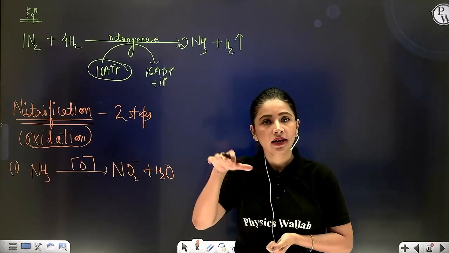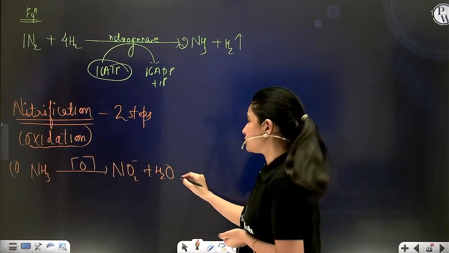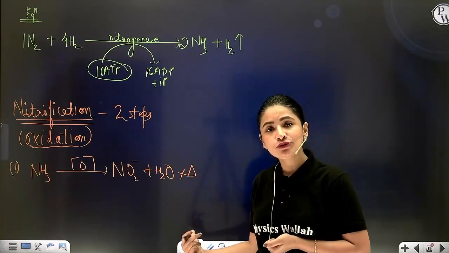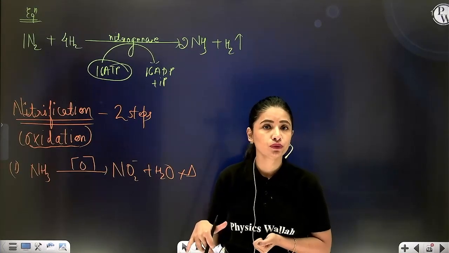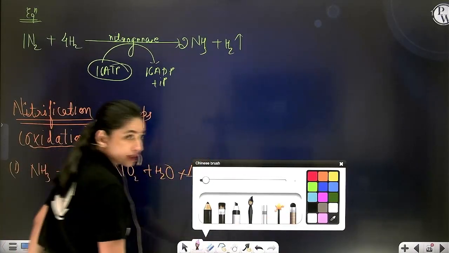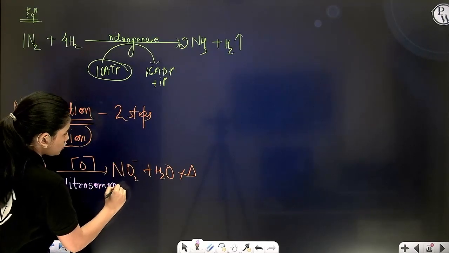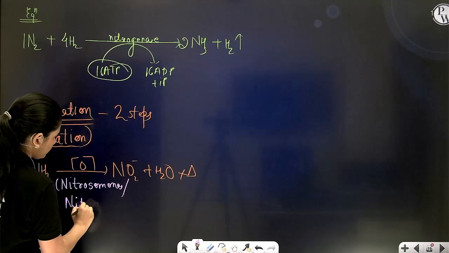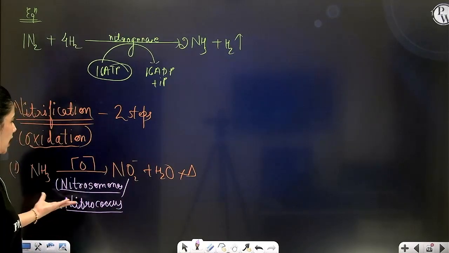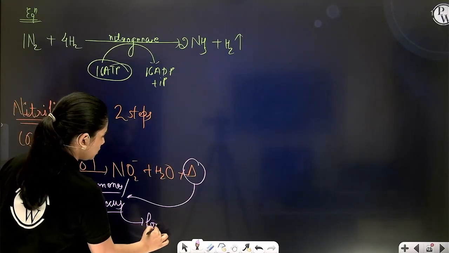These nitrifying bacteria are present in the soil. They keep on converting ammonia into nitrite, and this is actually an exothermic process. A lot of energy is being generated, and these bacteria use this energy to produce their own food. So they are chemoautotrophs. So this conversion is done with the help of bacteria like Nitrosomonas and Nitrococcus. Correct? These two are nitrifying bacteria. These are chemoautotrophs which use this energy to produce their own food.